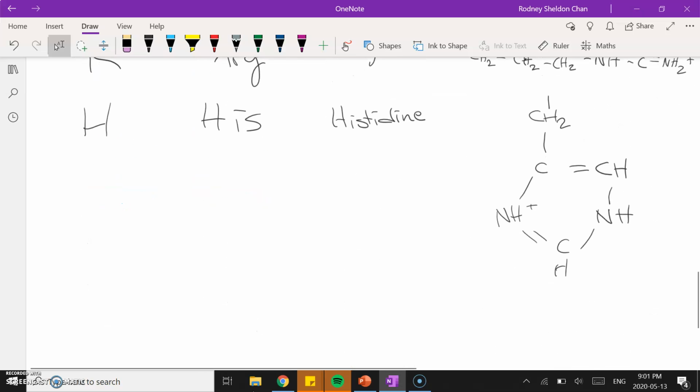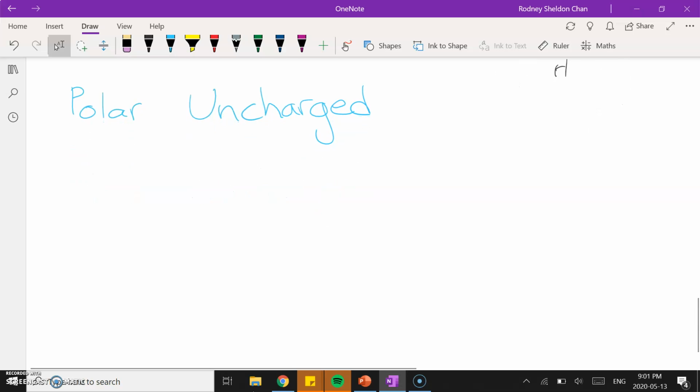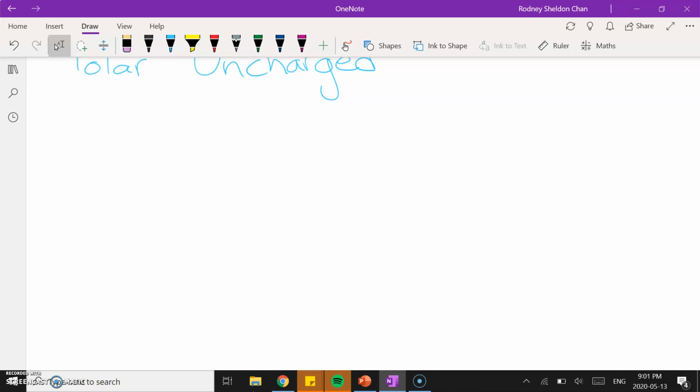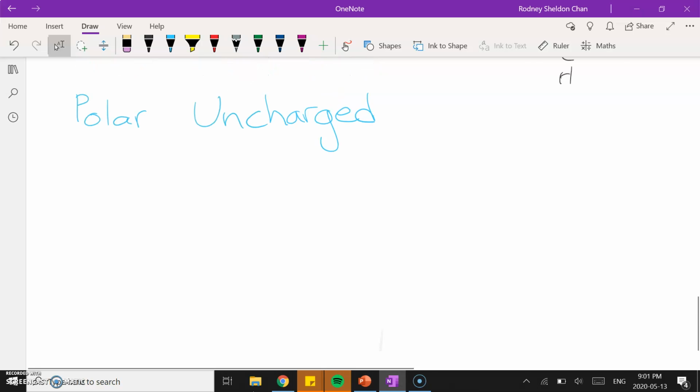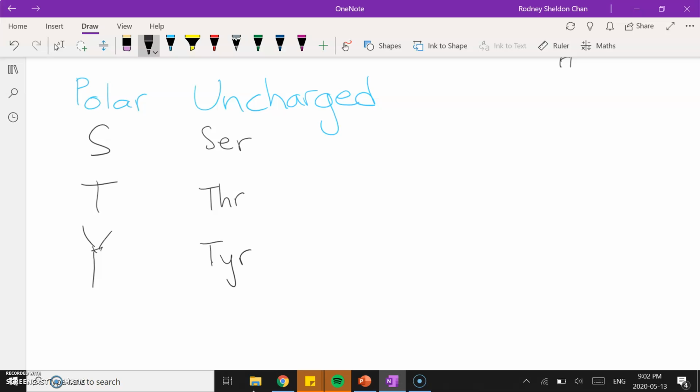Now we go on to the last 6, which are polar uncharged. We have 6, and 3 of them involve hydroxyl, your OH hydroxyl group. So I'll start with those. S, T, Y. You formed a word. Ta-da, that's really easy. It's a sty. Serine, threonine, tyrosine. So S-T-Y and then S-T-T.